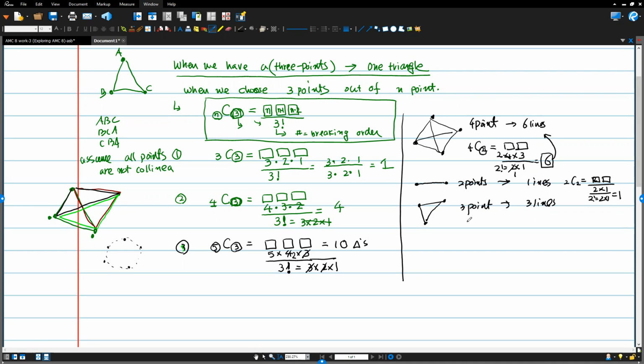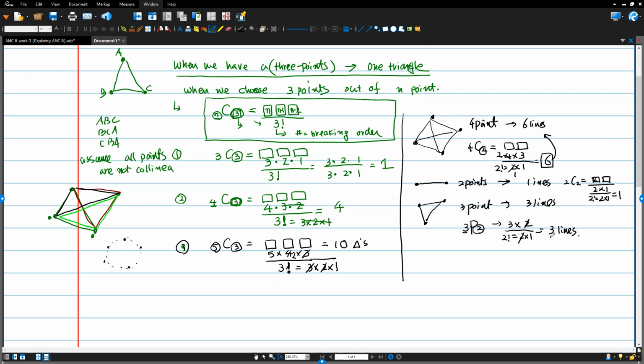Now we check this 3 points. We're going to choose 2 points. How many ways to choose 2 points? Still 2 spots over here. By this time, we're not going to use blocks anymore. Just 2 spots over here. 3 times 2, isn't it? First one is 3, second is 2, 1 less than before. Over breaking order, 2 factorial. This 2 factorial is 2 times 1, right? This is canceled out by 2. So it is 3 lines.